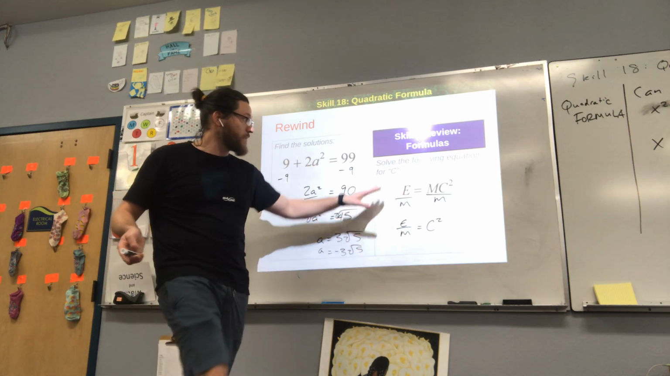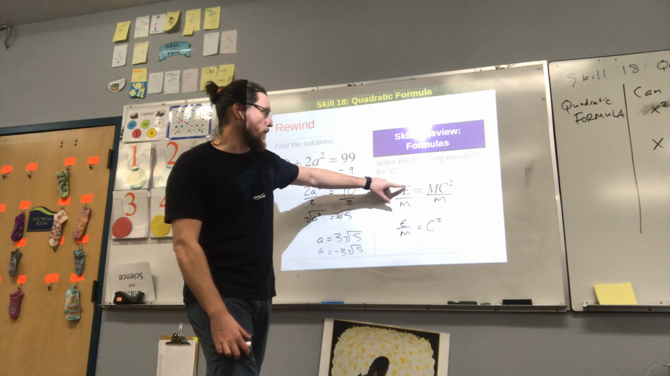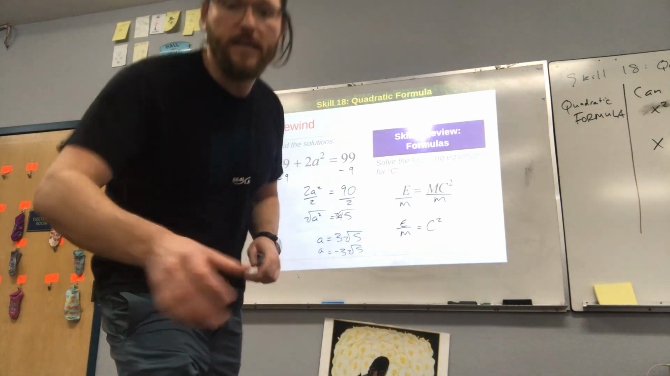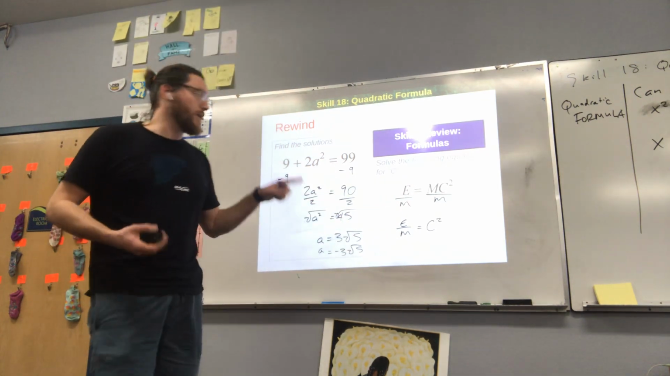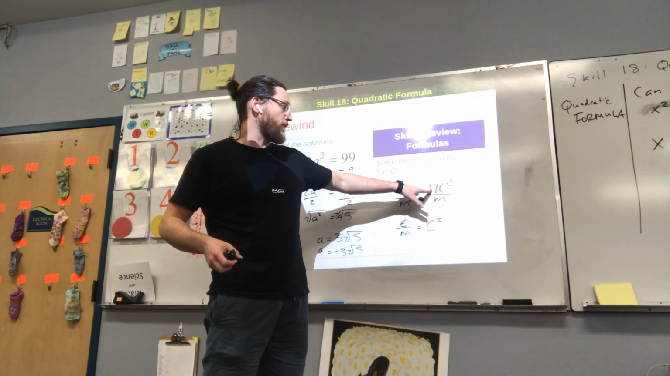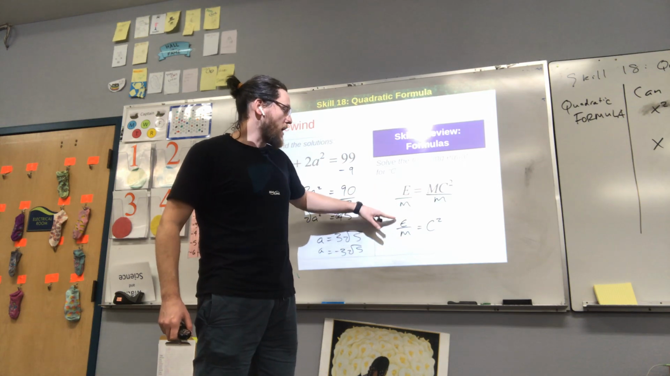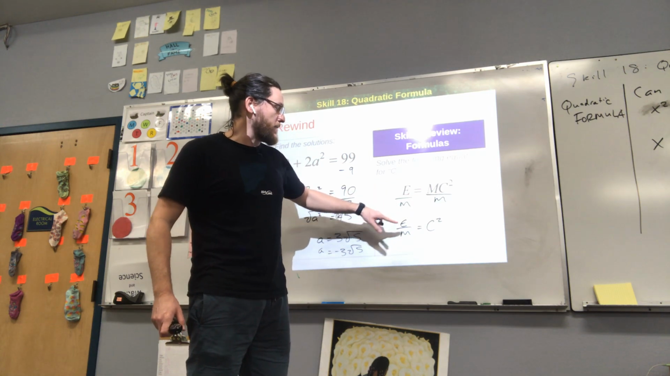For the second problem, this goes all the way back to skill 6. E is equal to mc squared, the famous Einstein relativity equation. Can we solve this equation for C? Okay. First thing we're going to do is get rid of our faraway friend, which in this problem is the m. Divide by m on both sides. And we end up with E over m equals c squared.